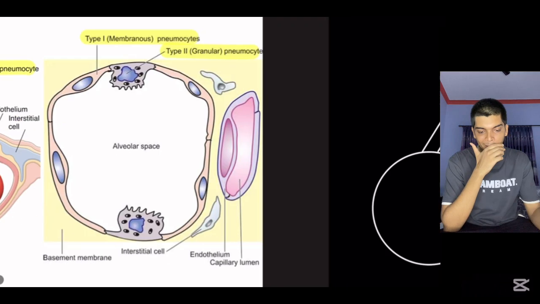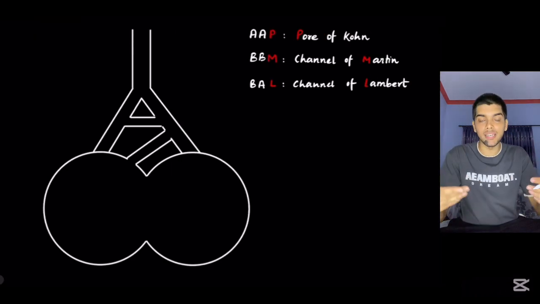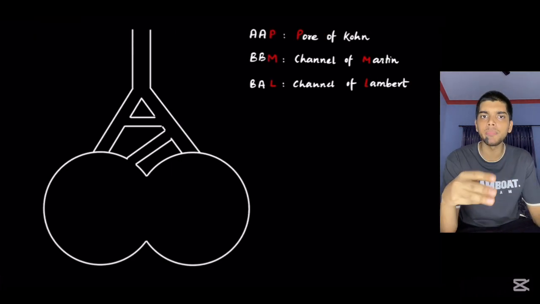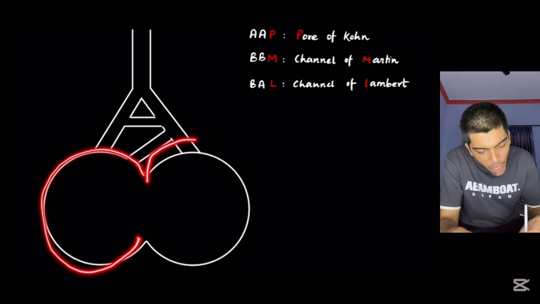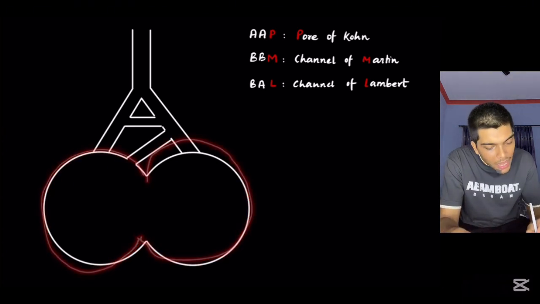All right. Communications within the acinus. There are three types of communications present within the acinus. One: alveoli communicate with another alveoli with the help of a pore present between them.